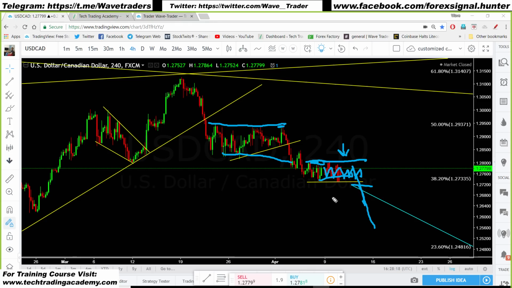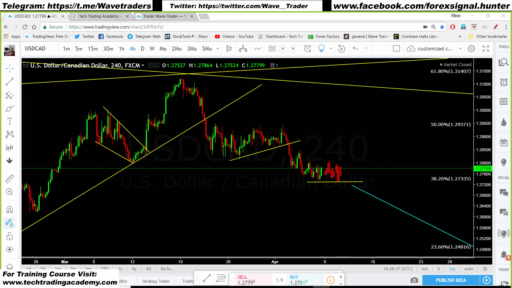Okay, so this pattern should appear over there. Currently it's trying to build. Just 50% has completed over there. What it can do, it can break up and can test that top. Maybe you're not going to see that pattern, but if that is going to happen, this is your place to go short again, at this area.